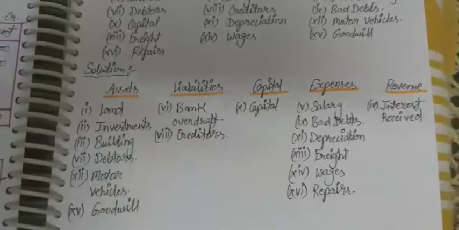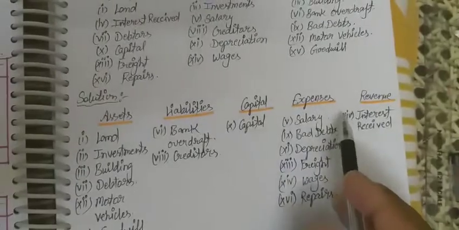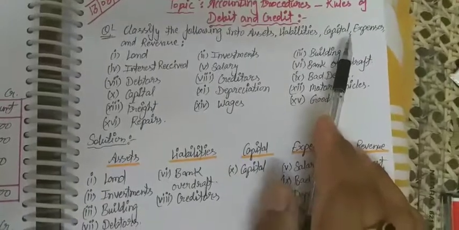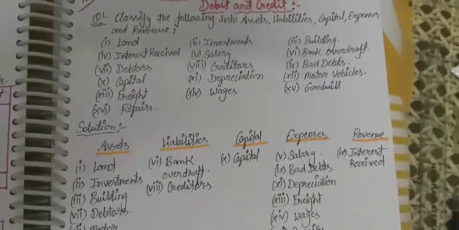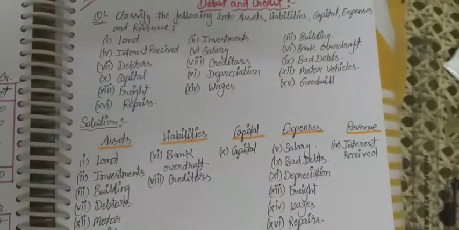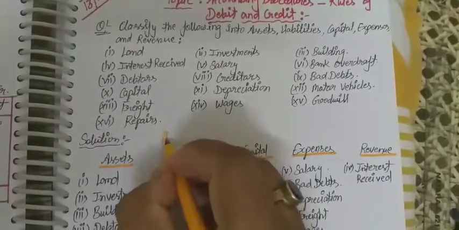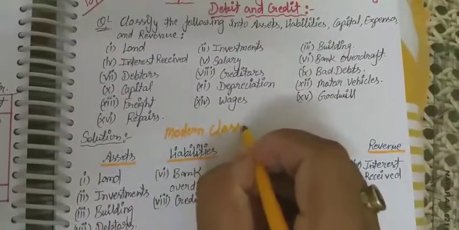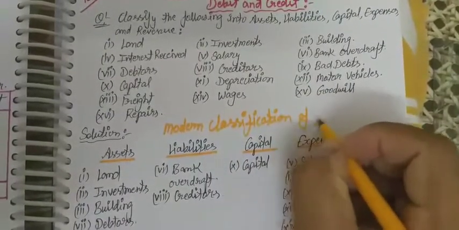It is clear, students? So this is the modern classification of account, and in this question they ask only the modern classification. Now if they did not ask about the traditional classification, but after all we will solve the traditional classifications of account over here.